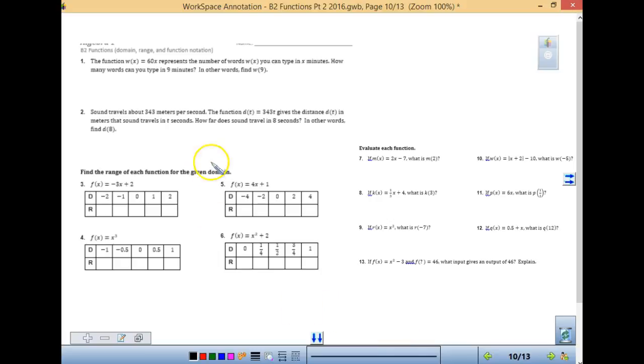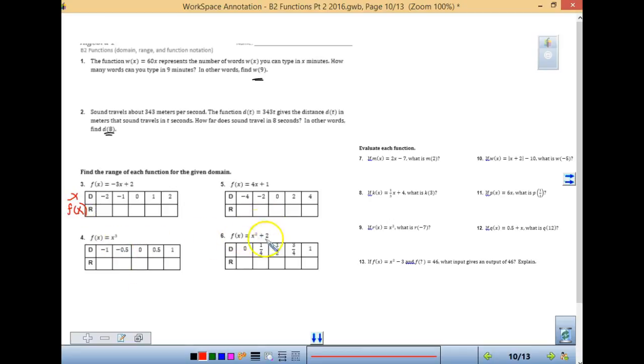Your homework. You are looking at each one of these problems, and as you do the problem, you are trying to figure out how many words is W of 9. What is D of 8? In this one, domain and range. Remember, domain simply means substitute this value in for x. Tell what your y is, or in this case, your f of x. That's your range. So x, and this is your f of x.